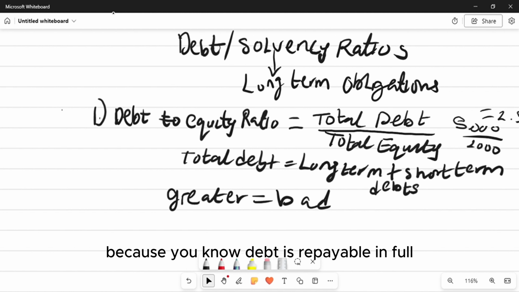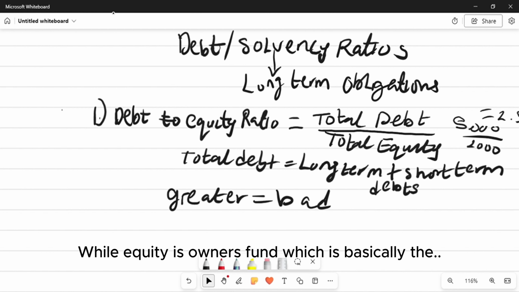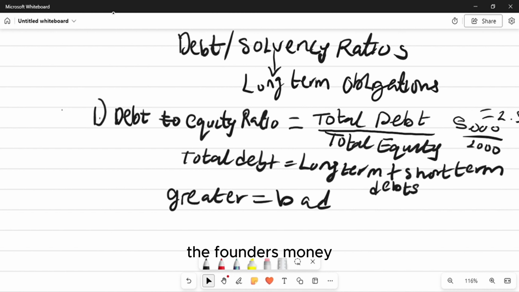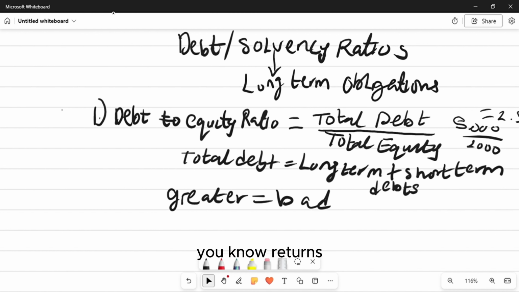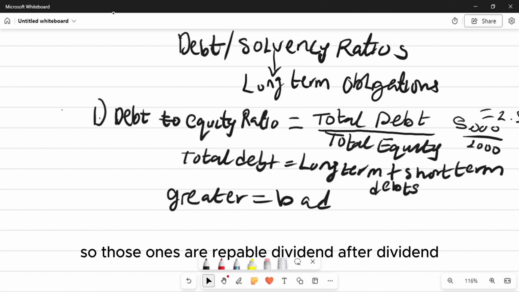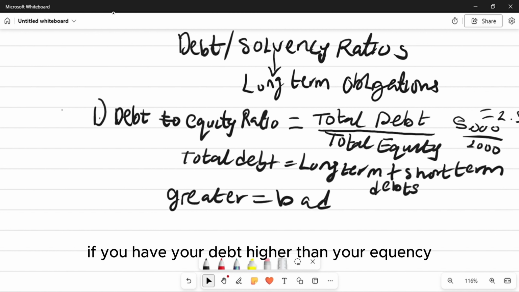Because debt is repayable in full at a particular or stipulated date or time, while equity is the owner's fund, basically the founders' money that they put into the business to generate returns. Those are repayable dividend after dividend, and not just in full at a fixed date. So it is bad if you have your debt higher than your equity.